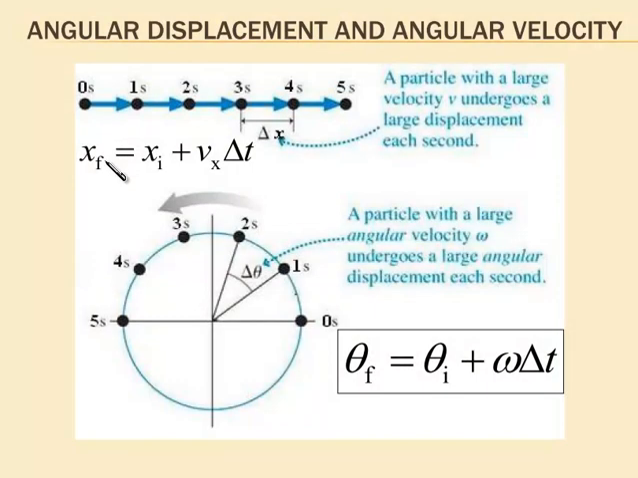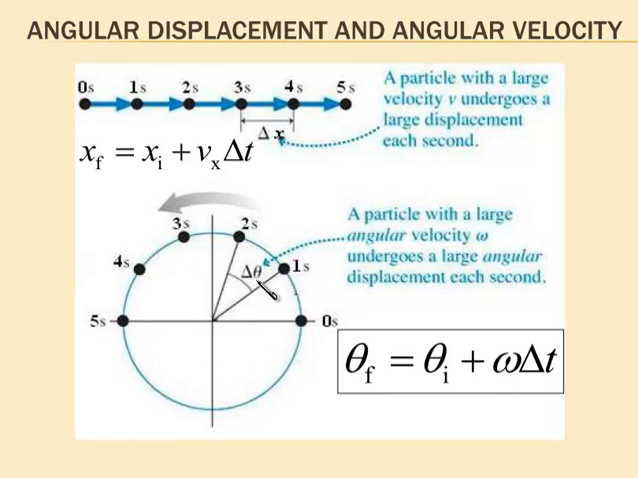Here we have an expression that should be very familiar to you. If you have a particle moving with a constant speed in a straight line, then the final position of that particle along the x-axis should be equal to its initial position plus the product of its linear speed and the time interval. Well, for uniform circular motion we have a very similar expression. The final angular position is equal to the initial angular position plus the product of the angular speed and the time interval. Note we don't have any expression for acceleration here because the speed is constant. Likewise here, the angular speed is constant.